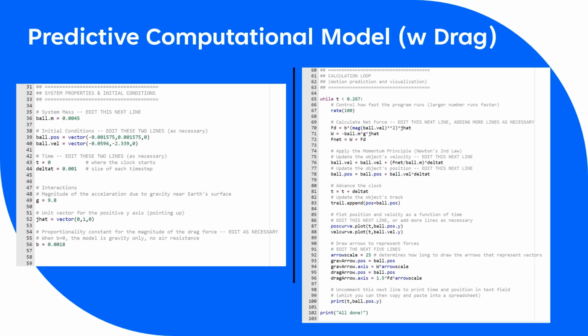Here is my second computational model that mimicked the first, except for the inclusion of the proportionality constant this time around, along with the force drag equation. As previously mentioned, the proportionality constant was achieved through trial and error. For my force drag equation, I squared the magnitude of the object's velocity in order to include it in my net force calculation that would then apply itself in the momentum principle and update my object's velocity.